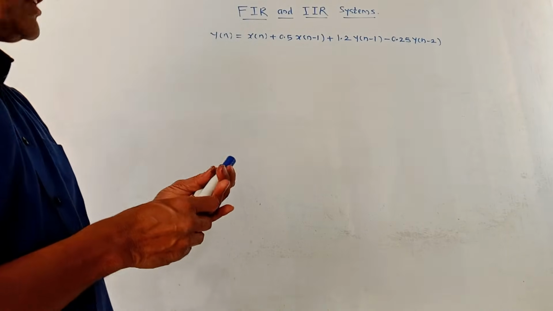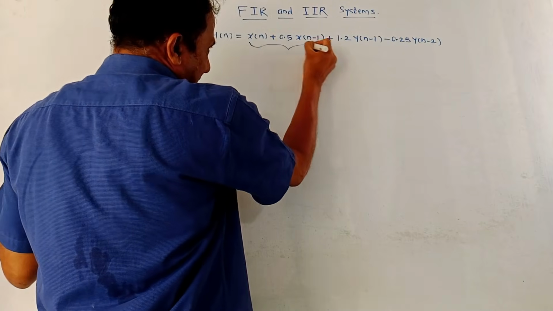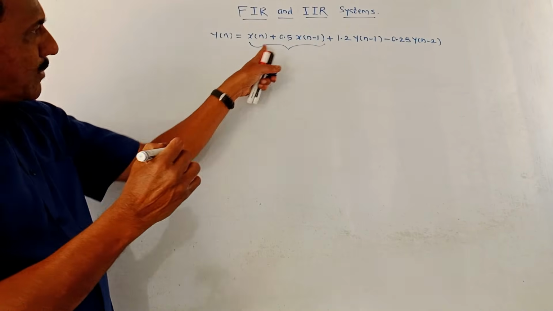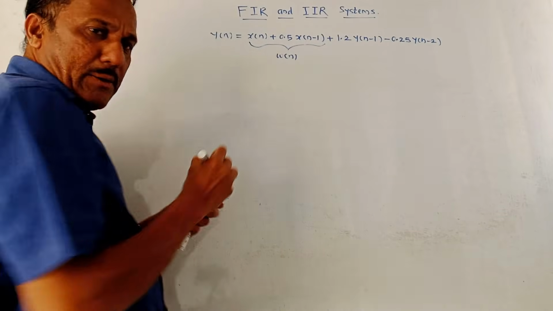Now how to draw the structure for this? For simplicity, let us assume the terms related to input, that is the first two terms x of n and x of n minus 1. Let us say we will denote it by w of n.